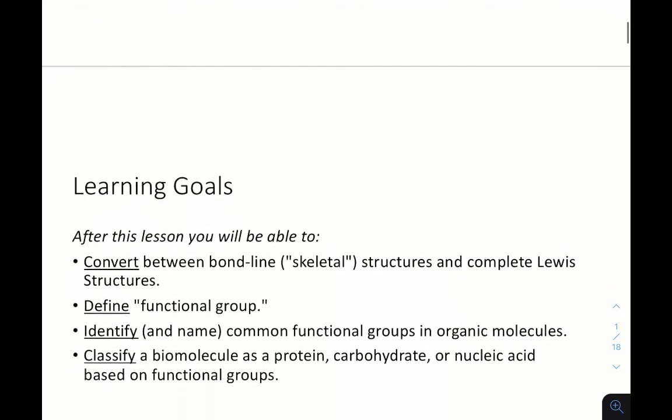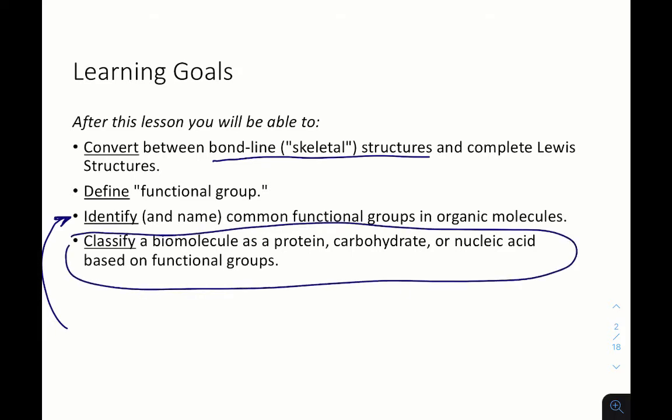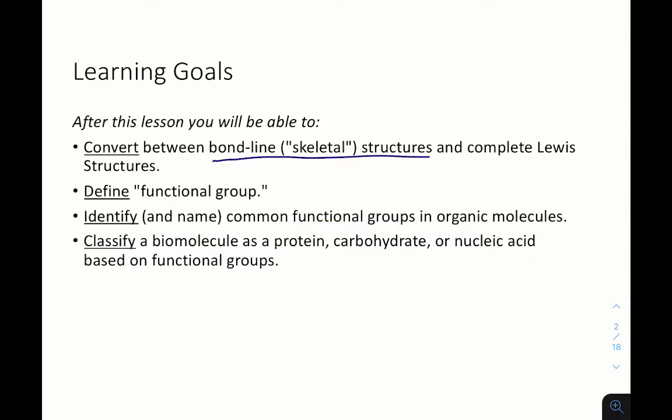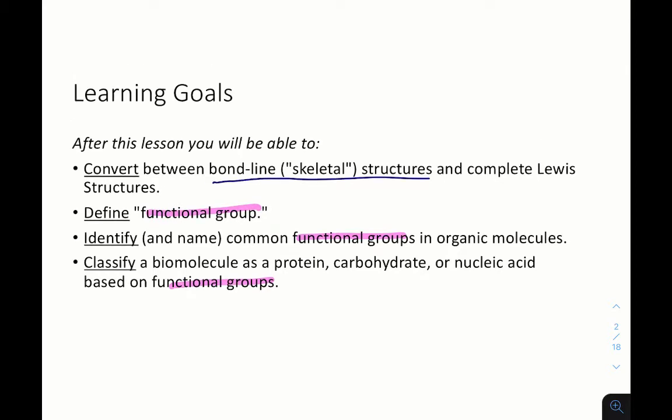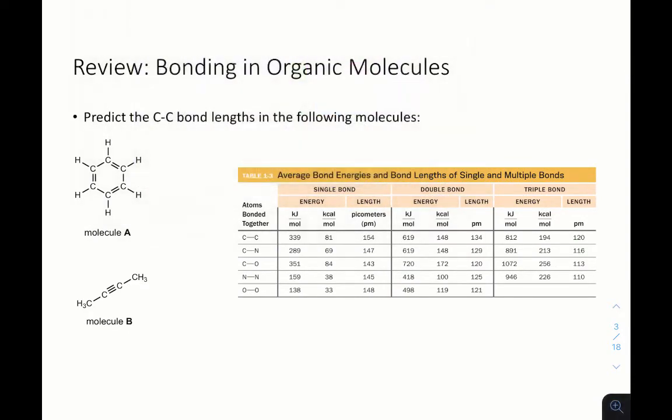Let's get started. Our learning goals for today are to be able to convert between bond line skeletal structures and complete Lewis structures, to define functional groups, to identify and name common functional groups in organic molecules. And again, this is very important because it will give us a framework upon which to predict physical and chemical properties. And finally, to classify a biomolecule as a protein, carbohydrate, or nucleic acid based on functional groups. Keyword for today.